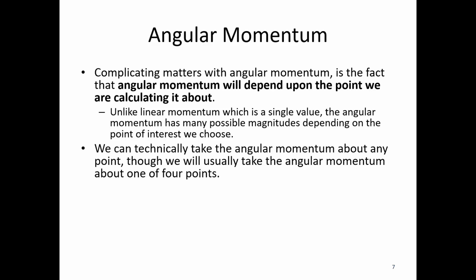So we can technically take the angular momentum about any point, though we're usually going to take the angular momentum about one of 4 points. So the first one is the center of mass of the body. Our point G is going to be probably the simplest calculation.